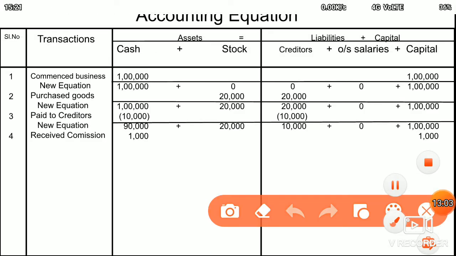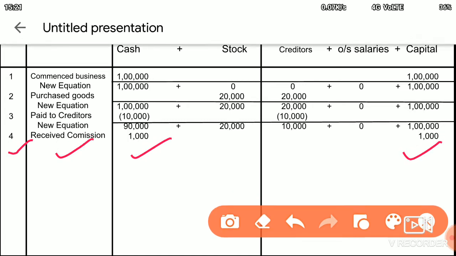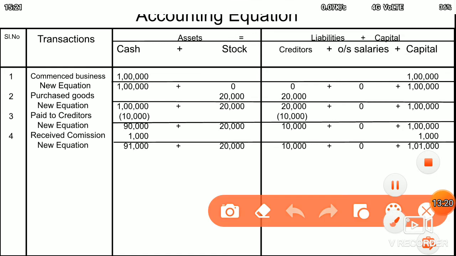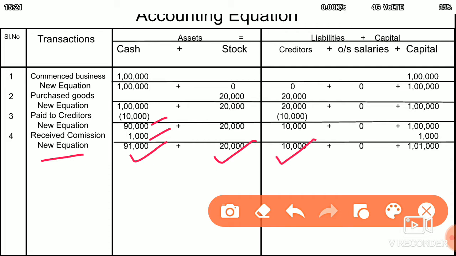So if we place this in our accounting equation, we have serial number 4, received commission. Cash we increase by 1000 because it is receiving cash, and commission is an income, so the capital will increase by 1000 rupees. So the new equation we will have: cash was 90,000, it has increased by 1000, so it becomes 91,000. Stock remains unchanged, 20,000. Creditors remain unchanged, 10,000. Outstanding salary not affected, 0. And capital was 1 lakh. The income has increased it by 1000, so the balance is 1 lakh 1000.